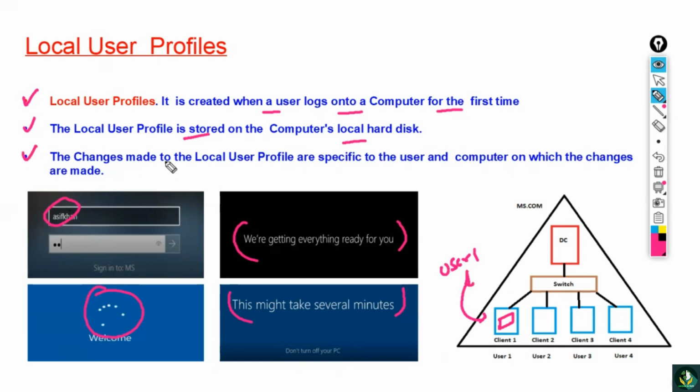Changes made to this local user profile are specific to the user and the computer on which the changes are made. This user has logged on to this computer, and let us say he has created one folder, data. This data folder will be available on this computer only, and it is available for this user only. Other users can't access it, and if this user tries to access another computer, he will not find this data folder. So it is specific to this user and to this computer only.